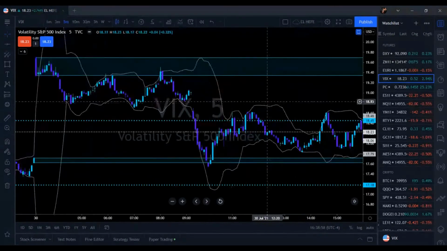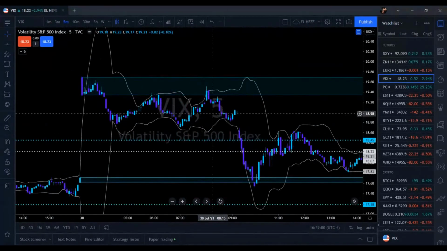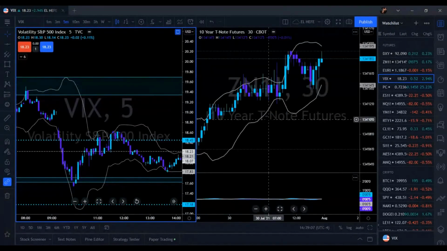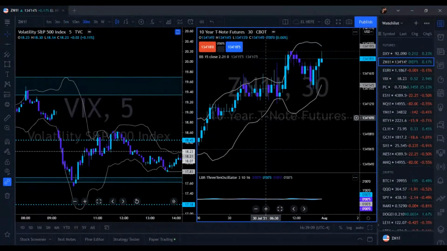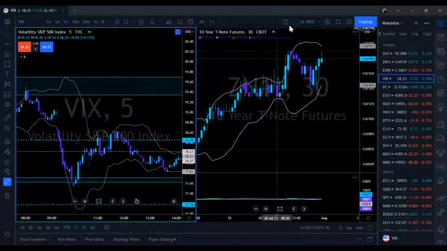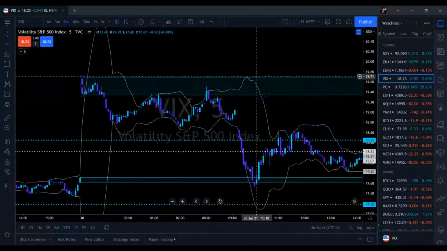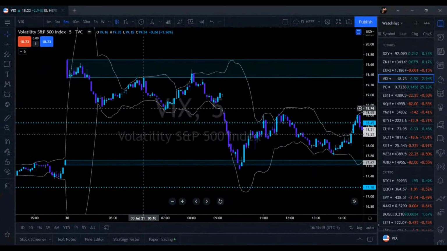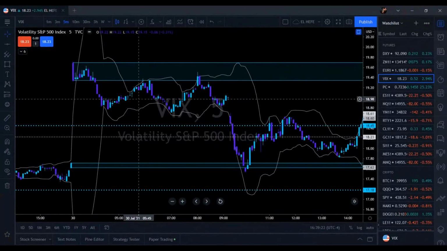Let me get 2 screens so you can see. No, that won't work because I don't have all my drawings on that. I'll have to do it on one chart.